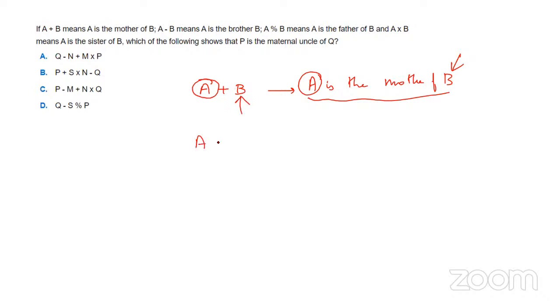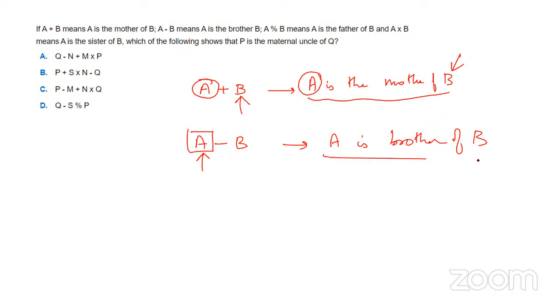Similarly, when I take A minus B, that means A is the brother of B. Correct? This is what the relationship says. So we can say that minus means A is the brother. So that means A is a male. So I put a box. So whenever you have an expression like this, A minus B, I can say that A should definitely be a male, but B could be a male or female. B could be brother or sister, both are possible.